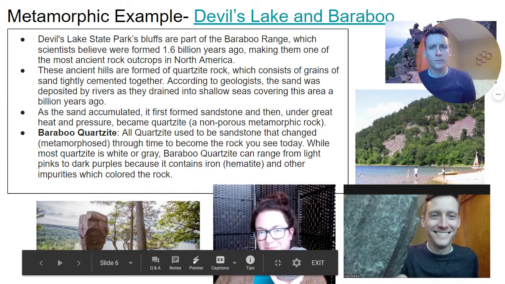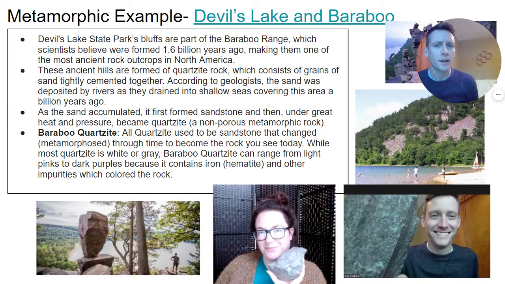So let's talk about where in Wisconsin you can find some metamorphic rock examples. Remember, a metamorphic rock is when an original source of rock, like maybe it's sandstone or limestone or granite, is altered due to heat or pressure, and the chemistry actually changes, which changes its appearance. If you've ever been to Devil's Lake State Park, you've seen metamorphic rocks.